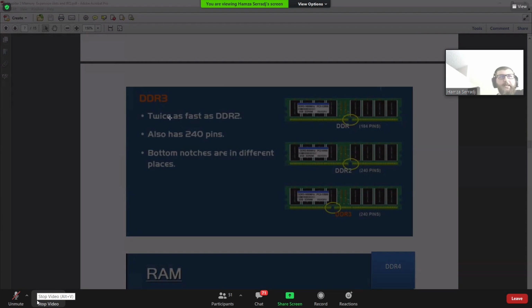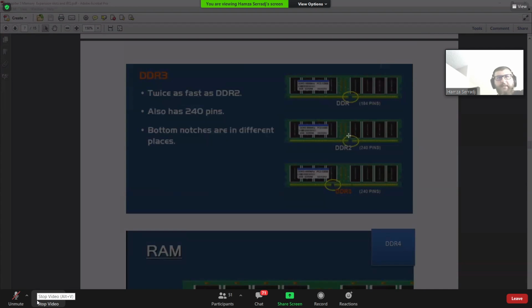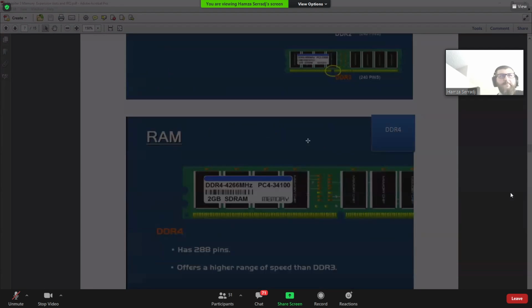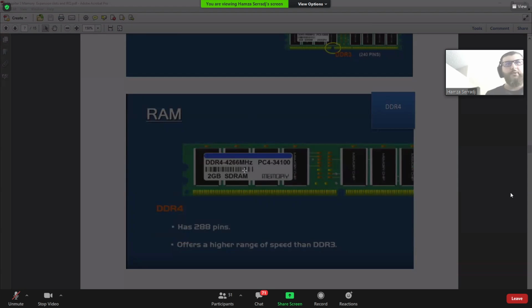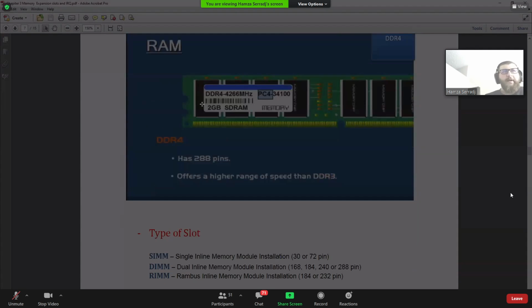So DDR3 is 2 times faster than DDR2. You see the notches now. We have notches that are in different places compared to the technology and form of the DDR. DDR4 is mentioned as DDR4 here, or can also be mentioned as PC4, right? We're gonna find some capacity in there, and it has 288 pins.